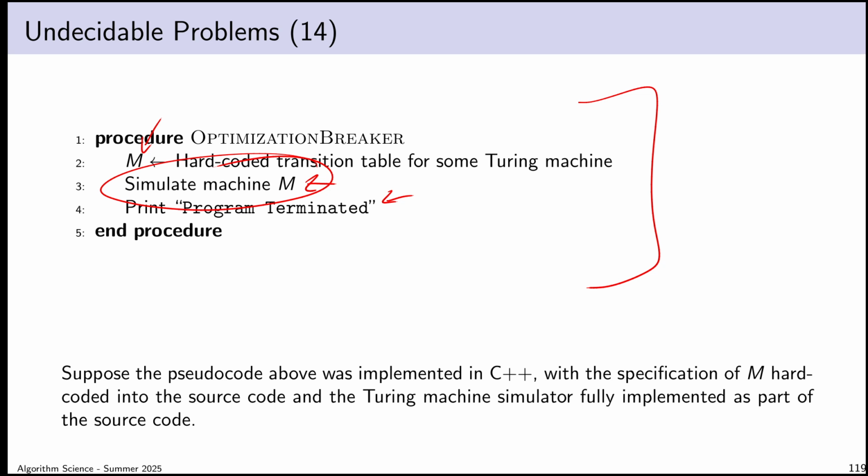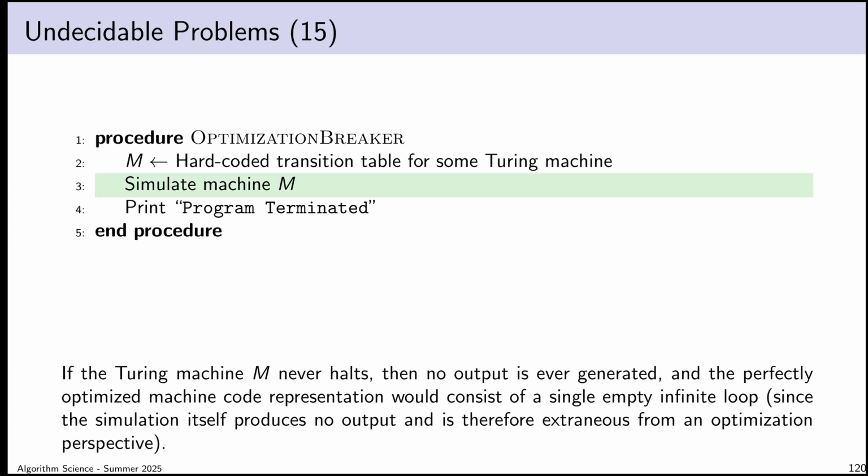So you'll see this is a very similar reduction to the does-it-generate-output task from earlier. What I'm doing here is basically running some arbitrary Turing machine until it finishes, and maybe it never finishes, in which case the simulation stalls on line 3. If it finishes, I print out program terminated. The program generates no other output at any point besides on line 4. And so we proceed basically as in the proof we did earlier. So if the Turing machine never halts, no output is ever generated.